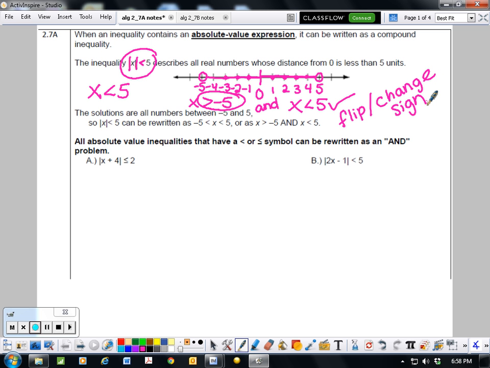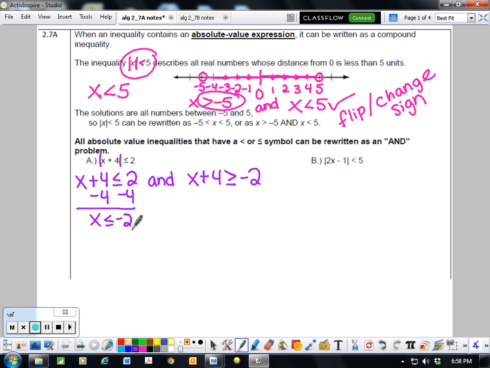So let's look at our first problem. We have absolute value of x plus 4 is less than or equal to 2. So when I write it out, I have my original x plus 4 is less than or equal to 2. And I have x plus 4, and then I flip, greater than or equal to negative 2. And we're going to go ahead and solve these. Then I'll solve this one. And then keep in mind, because this is a negative, we now end up with a different number.